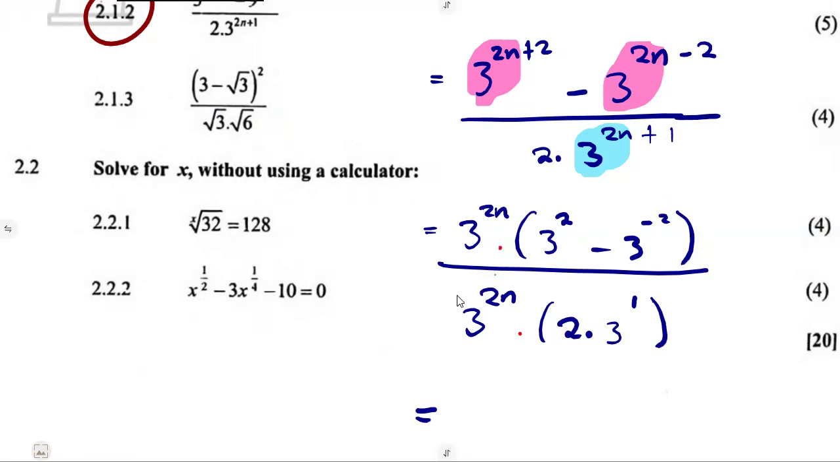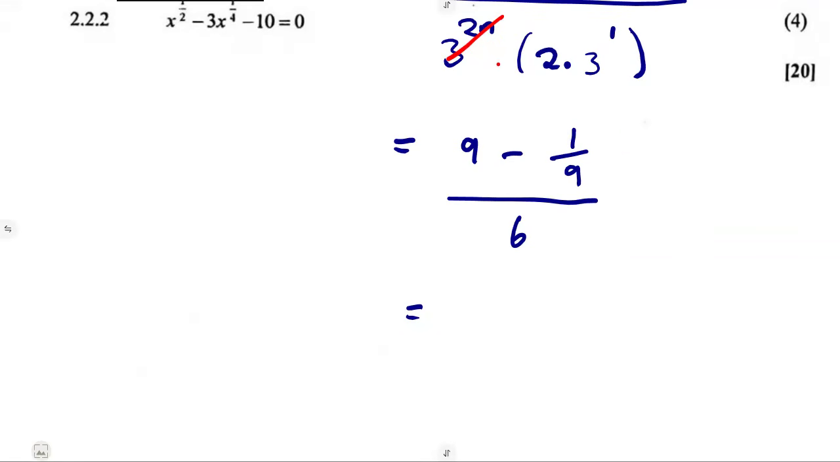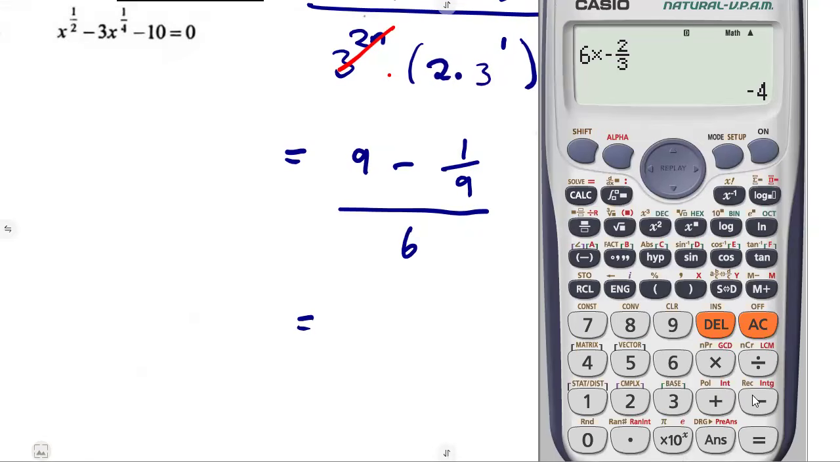Now let's simplify, because we can cancel, since it's under a multiplication. So these two can be divided; we can cancel these two. Now we've got something that we can simplify. 3 to the exponent of 2 minus 2, that's 1 over 9, everything over 2 times 3 to the exponent of 1. Guys, this is just a 3. They say do not use a calculator, but as you are simplifying some of these, you can just use a calculator to simplify those terms, like 9 minus 1 over 9. That's 80 over 9.